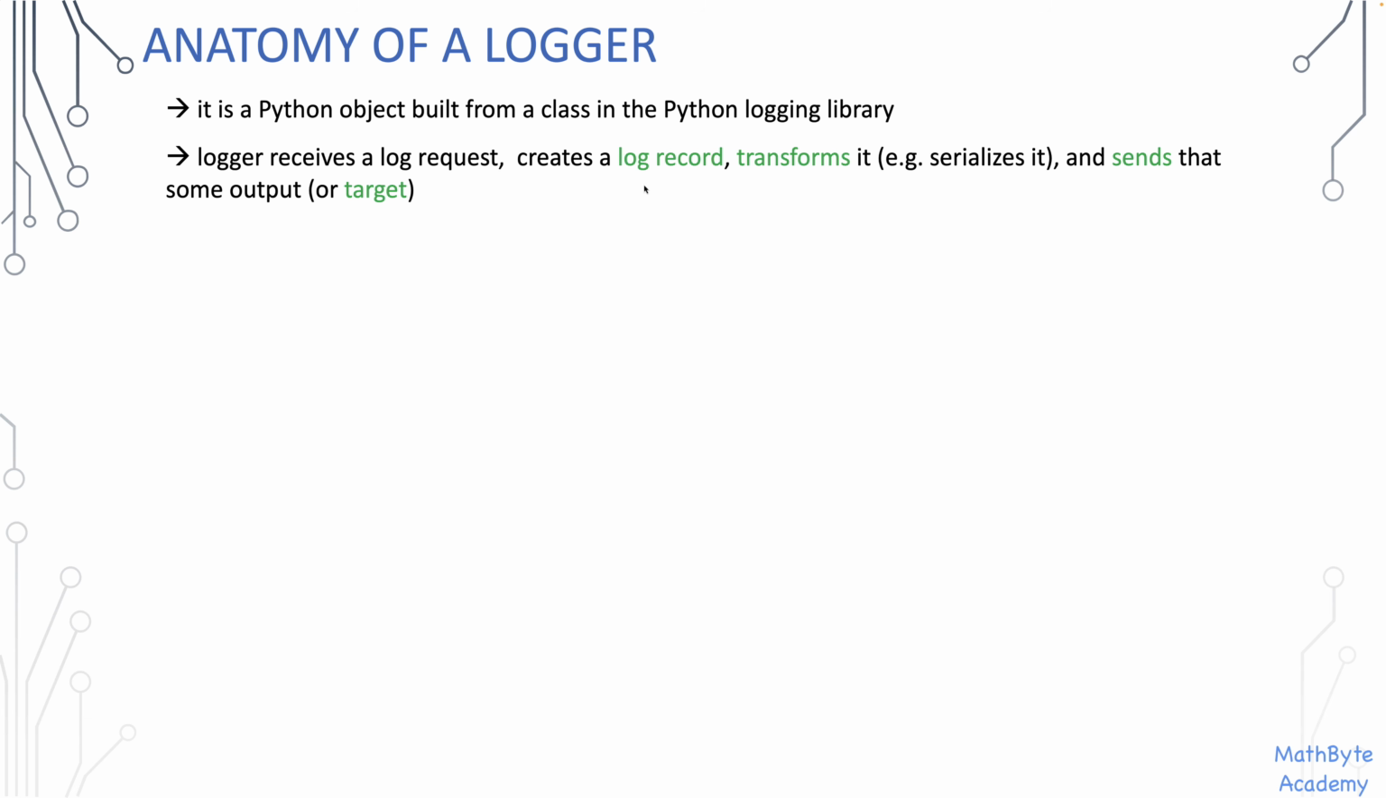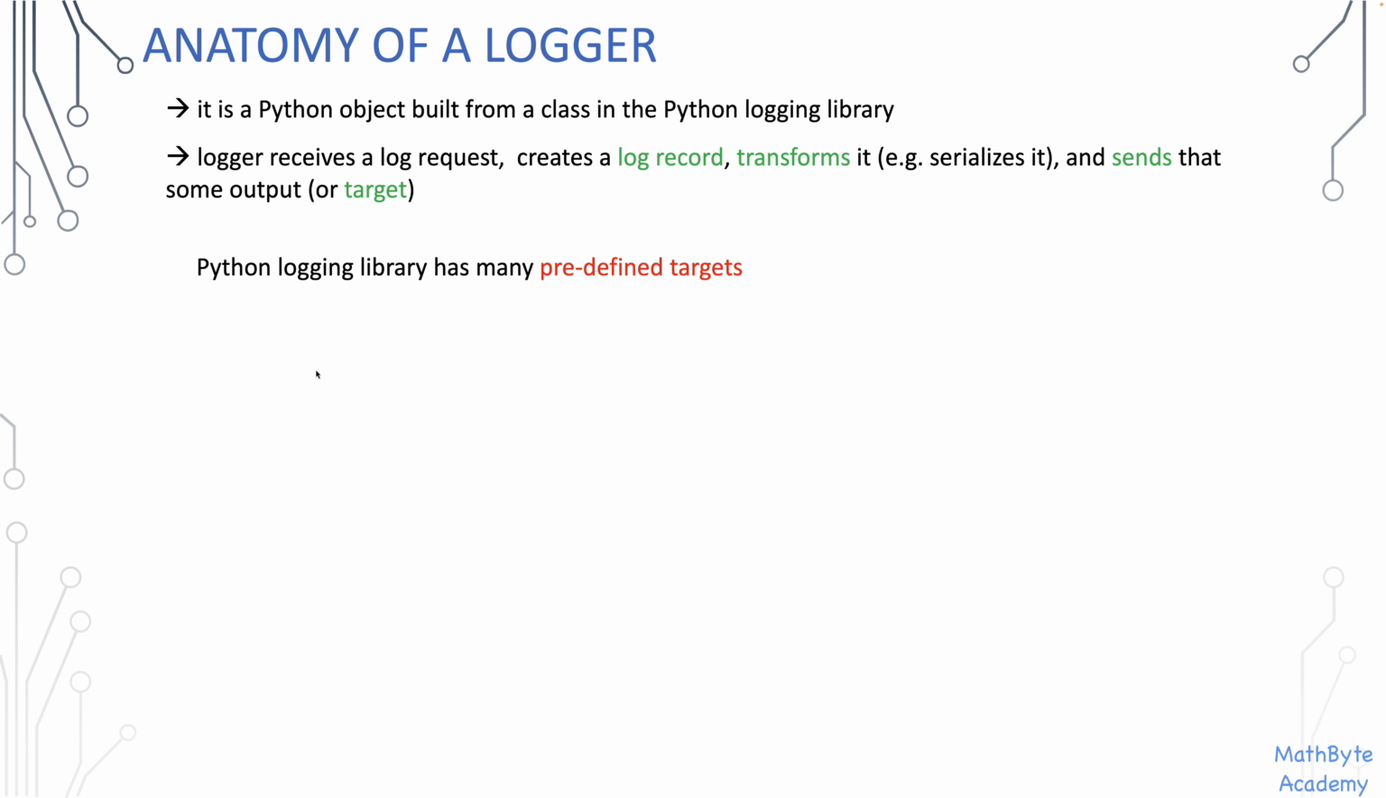It then creates a log record, and we'll get to the fact that it may not actually create a log record. We'll see why. But let's say that it does. It's going to emit this log record. It's going to receive this request, create this log record object, then transform it, for example, serializing it into a string. And then it's going to send that to some output or target or destination, whatever you want to call it.